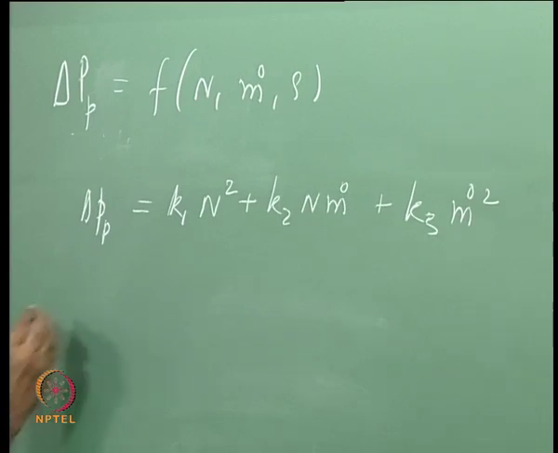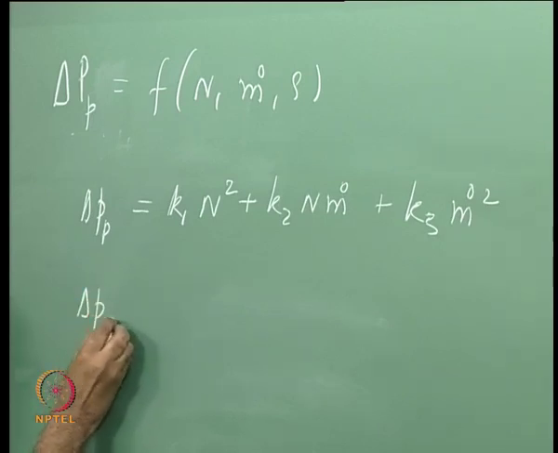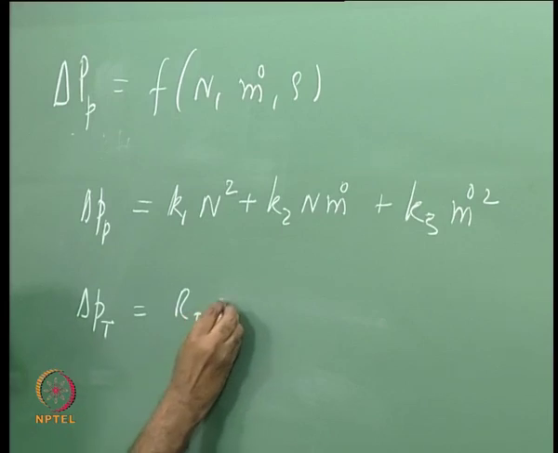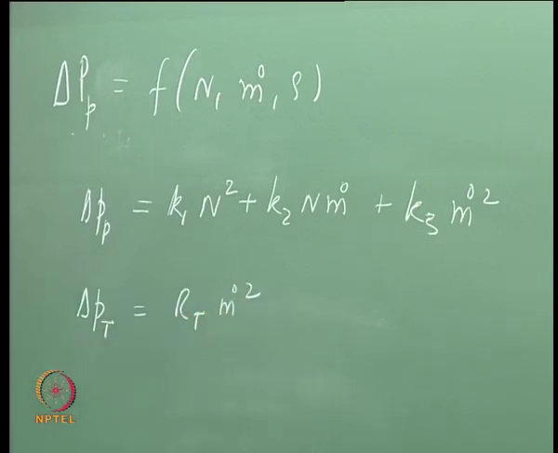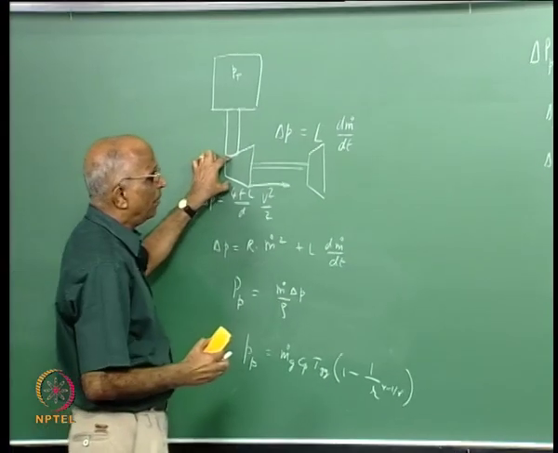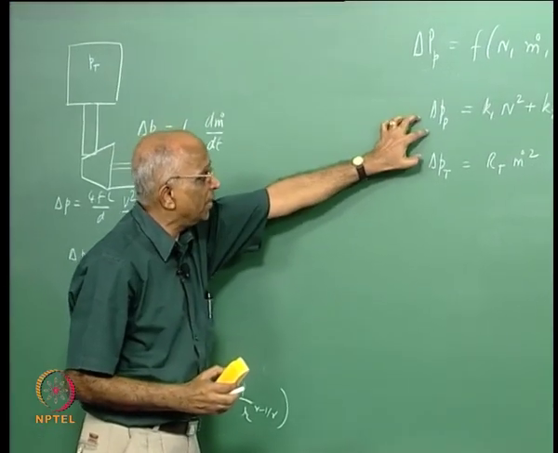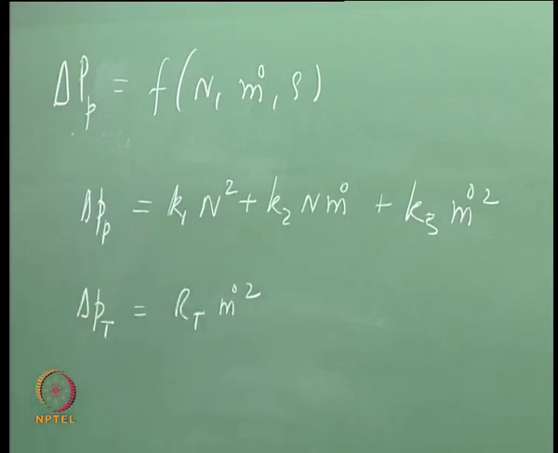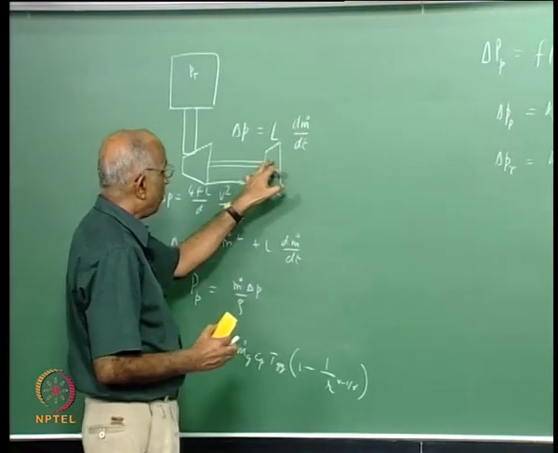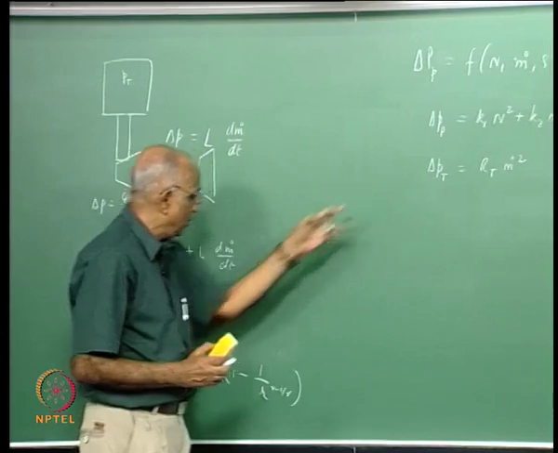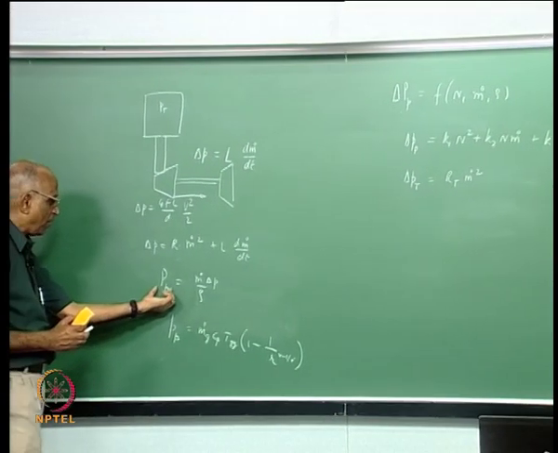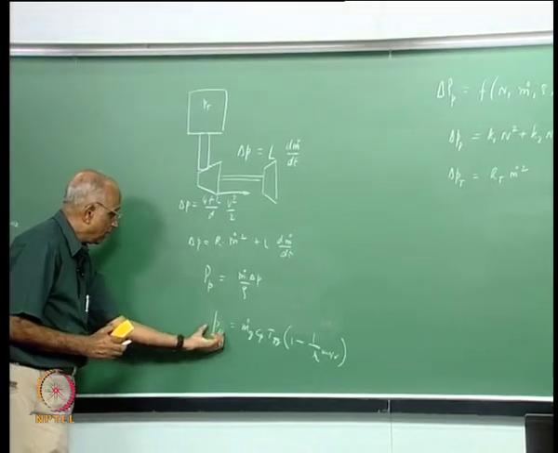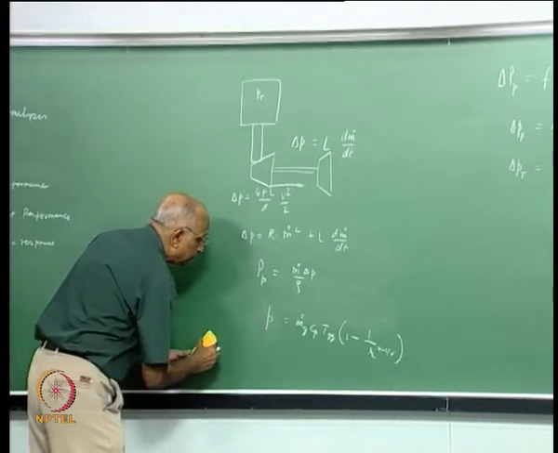And we also told ourselves that across a turbine, and all turbines were impulse turbines, this could be written as the resistance into m dot square. Therefore, the pressure rise across a pump can be written in terms of the speed of the pump and some constants over here. Similarly, the pressure drop across a turbine can be written like this. We already had the expressions for power of a pump and power of a turbine over here.